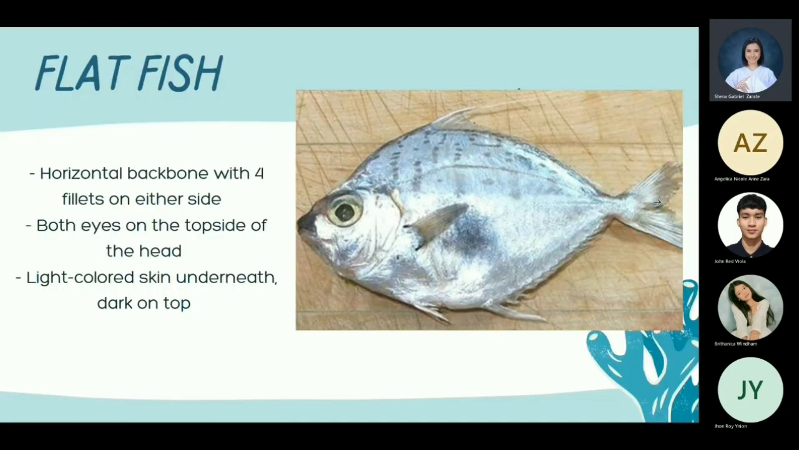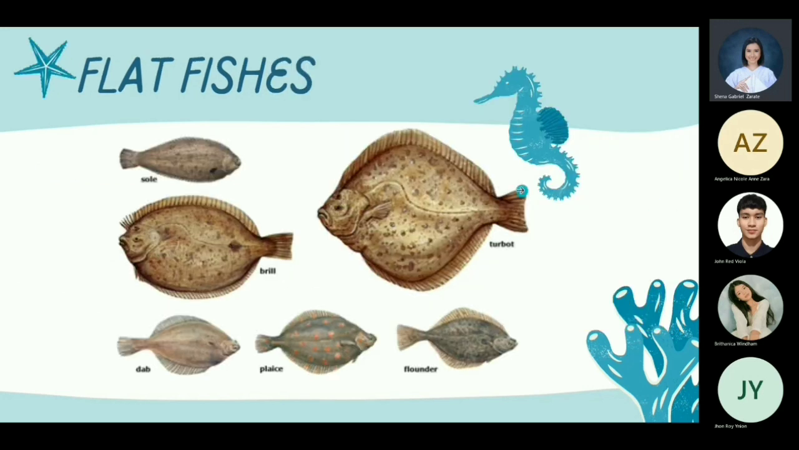And flat fish. Flat fish are found in the deep ocean waters, have a symmetrical compressed body, swim in a horizontal position with four fillets on both sides, and also have both eyes on the top of their head. They are bottom dwellers; the top of their bodies is dark and the bottom is lighter in color. And these are some examples of flat fishes.